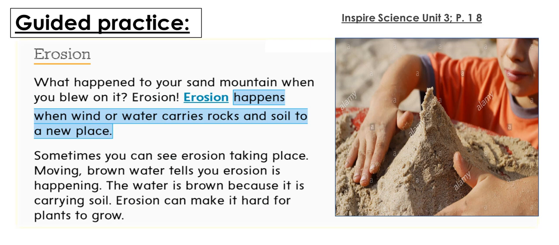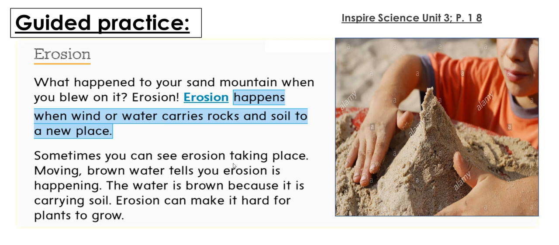Alright, so let's talk about erosion. What happened to your sand mountain when you blew on it? Anytime you had a mountain made of sand and you blew on it, erosion is going to happen. Erosion happens when wind or water carries rocks and soil to a new place. So wind and water are the ones that are responsible for erosion.